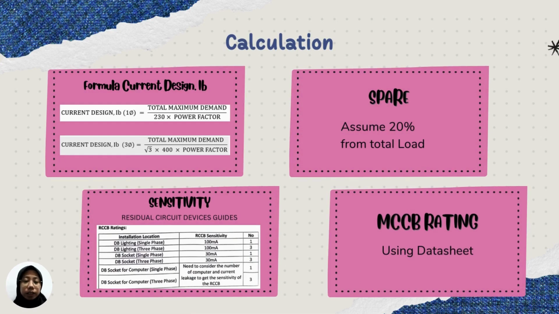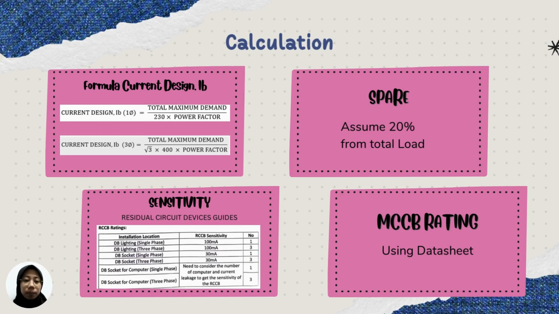The first step is we need to calculate the design current IB. For single phase, we use total maximum demand divided by 230 times power factor. For three phase, we use total maximum demand divided by root 3 times 400 times power factor. We assume that 20% of the total load is spare.